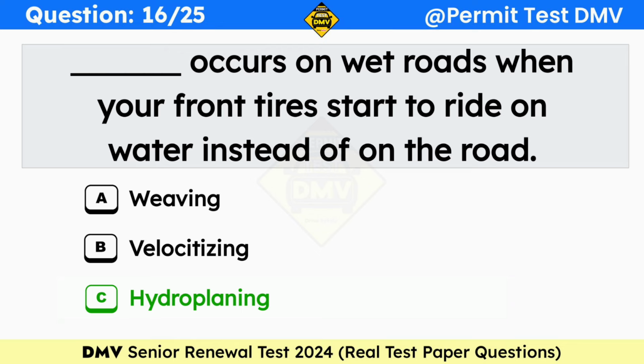Hydroplaning occurs when driving in wet or rainy conditions. Hydroplaning is a vehicle riding on water because the tires lose all contact with the road. A slight change of direction, applying the brakes, or a gust of wind could throw the vehicle into a skid.